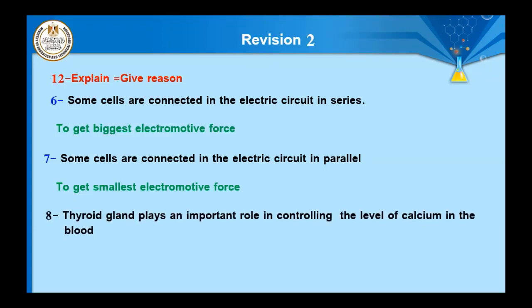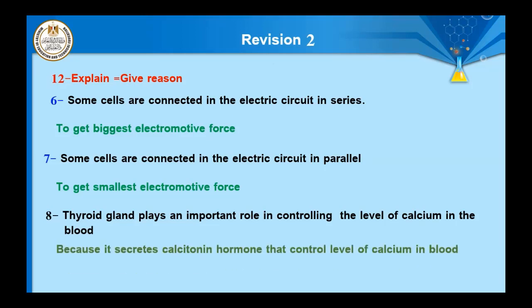Number 8. The thyroid gland plays an important role in controlling the level of calcium in blood. Why? Because it secretes calcitonin hormone that regulates the level of calcium in blood.